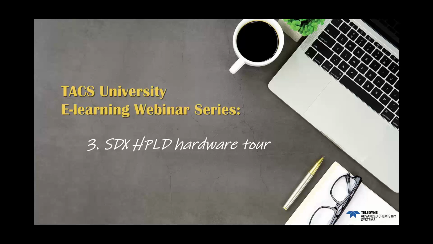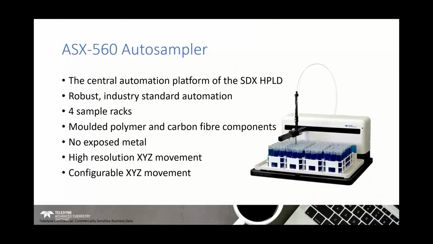Now the hardware. I'll just walk you through the hardware, and then I've got some video footage to show you how the system works altogether. So firstly, our ASX 560 autosampler. This is the central automation of this SDX system. This is the place from which our samples are taken. This is our robust industry standard.